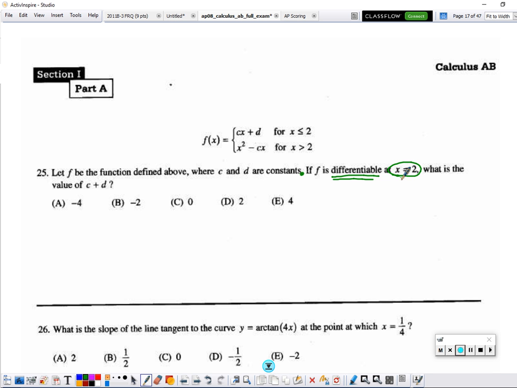But f is differentiable. Differentiable means f is continuous, so they connect. And they connect smoothly because I can find the slope there. That's what they mean by differentiable. You want me to talk more about that?